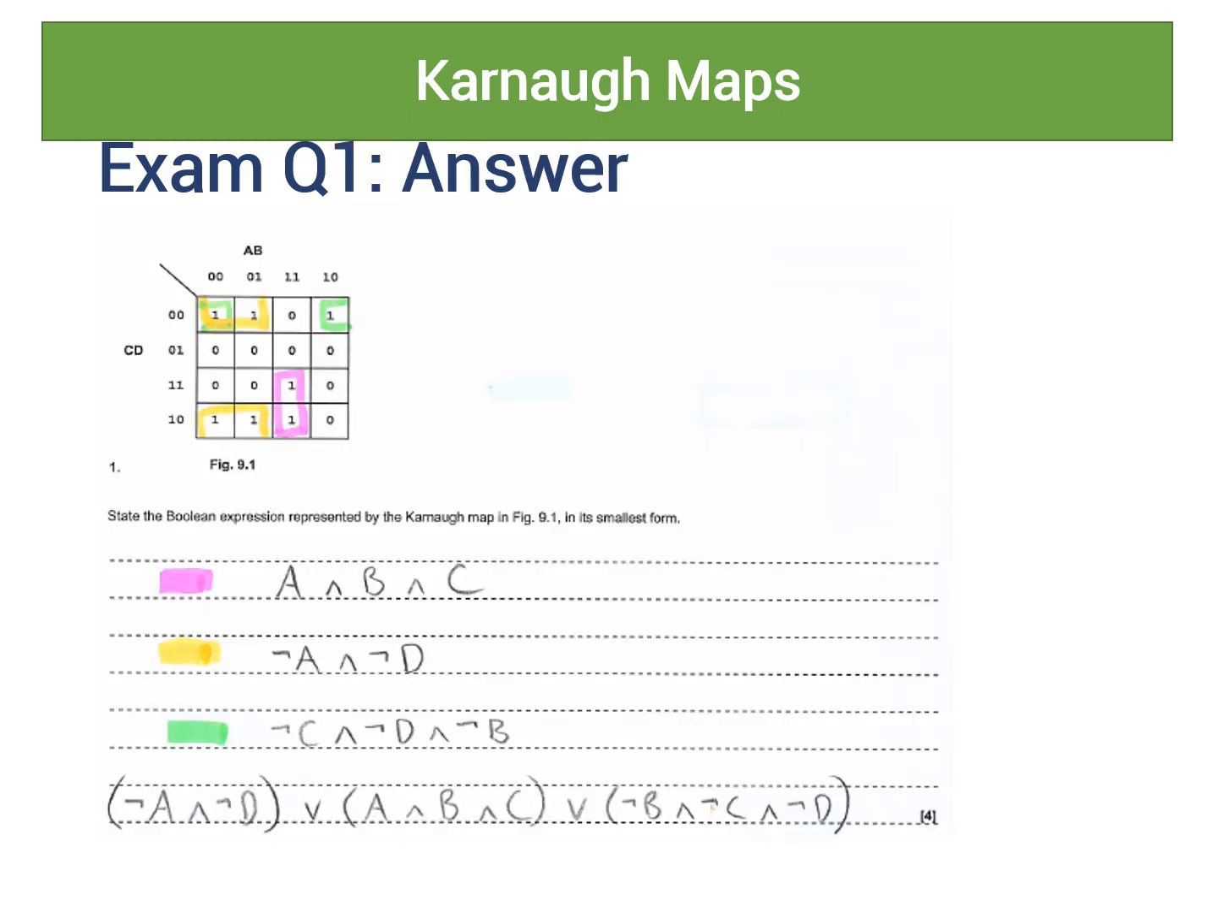Here you can see I've highlighted 3 different groups. Remember our grouping rules. They have to be in 1, 2, 4 or 8 in the largest group possible. Remember that we can't have a 1 on its own, we can't leave one out, and they can also wrap around. So the pink, if we look at this, we've got A and B at the top on this one, is A and B and C. When A is on and B is on and C is on. You just have to look for the patterns here. The yellow is not A and not D, and the green is not C, not D, not B. So we can put these together with ORs.